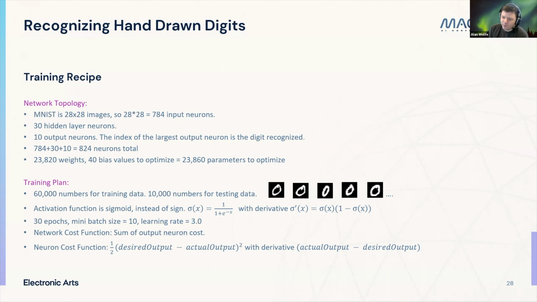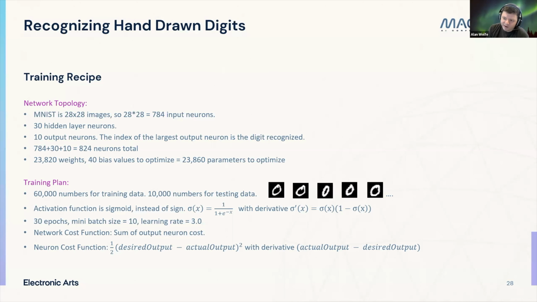When we're evaluating the network, whichever output neuron has the largest output value is going to be considered the winner. And that index is going to be the value that the network has recognized. So, if output 0 has the largest value, then we will say that the network recognized it as a 0. If output 5 was the largest value, then we'll say that the network recognized a 5.